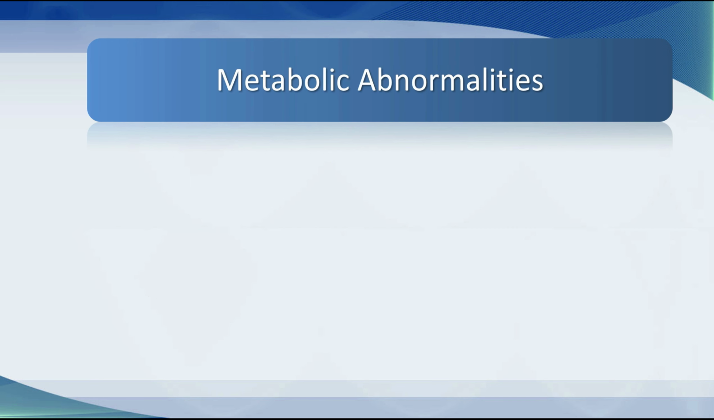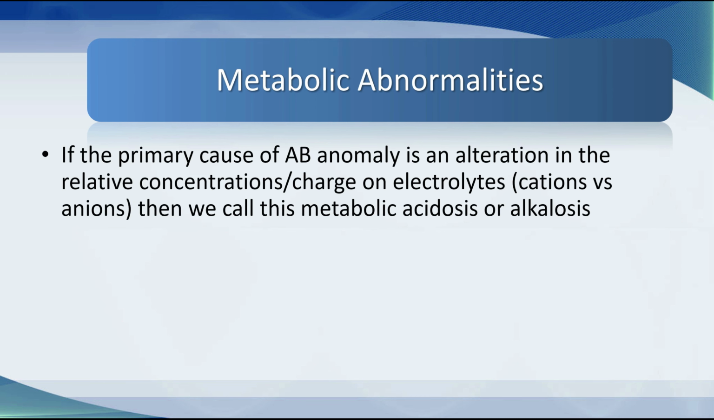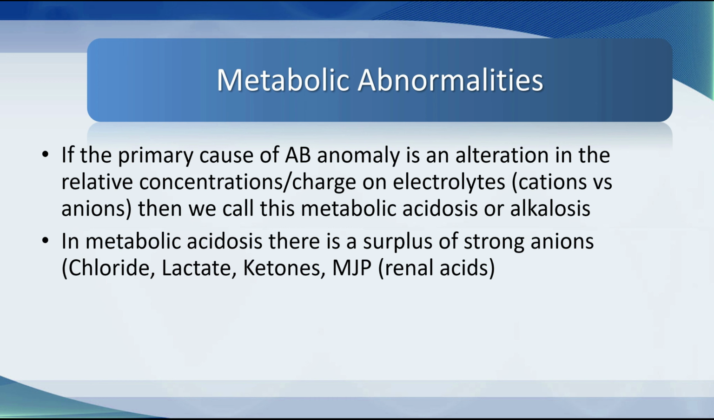Metabolic abnormalities are based on a problem in the relative concentrations or charge carried by electrolytes. That's cations, positively charged electrolytes, versus anions. And if there is an imbalance between the two, we call this metabolic acidosis or alkalosis. For example, in metabolic acidosis, there is a surplus of strong anions, such as chloride, lactate, ketones, and metabolic junk products that accumulate during acute kidney injury.